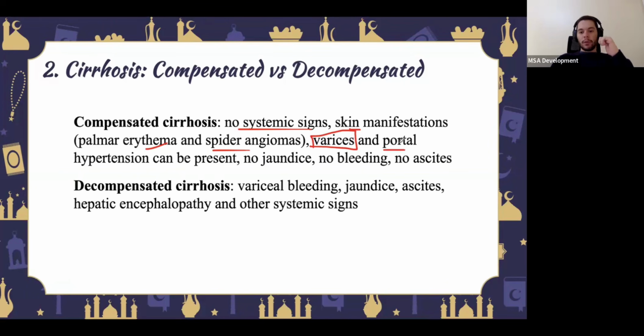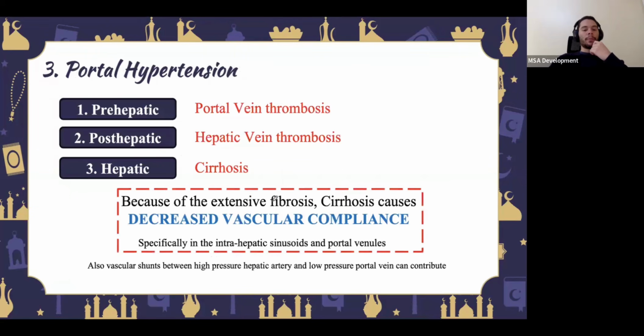Of course, portal hypertension as well. If there is portal hypertension, that's the cause of the varices. Again, it is compensated. Right? The main thing you have to remember is no systemic signs in compensated cirrhosis, while there are systemic signs in decompensated cirrhosis. Okay? Now, cirrhosis leads the discussion to portal hypertension.